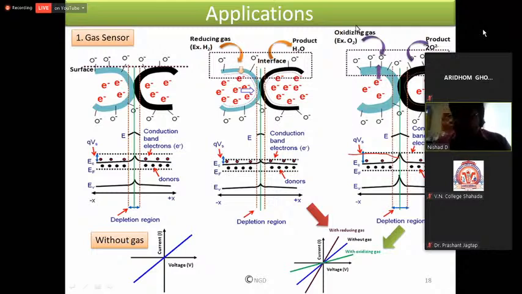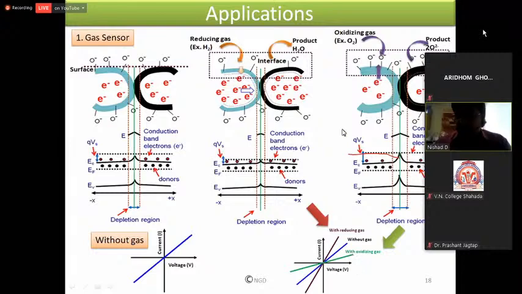On the other hand, for an oxidizing gas, the polar surface in this case reacts: the oxidizing gas will react with the oxygen to make an O2 minus, and electrons will be removed from the surface. Thereby the grain boundary barriers will start to grow up. Now at the interface, an electron barrier is forming, and electrons will not move very easily through this. Therefore this barrier will increase and you can see that the current will be lower.